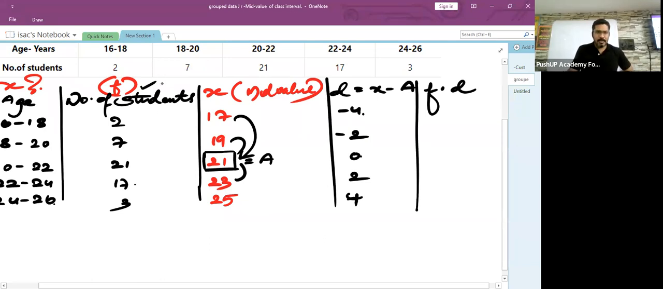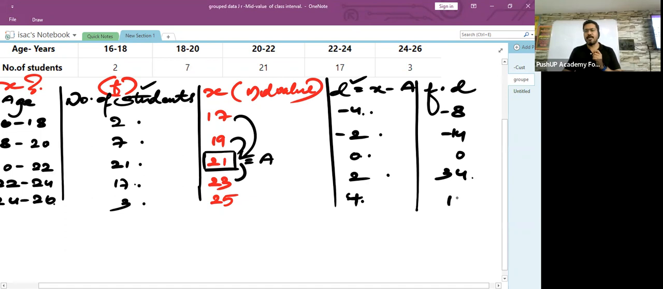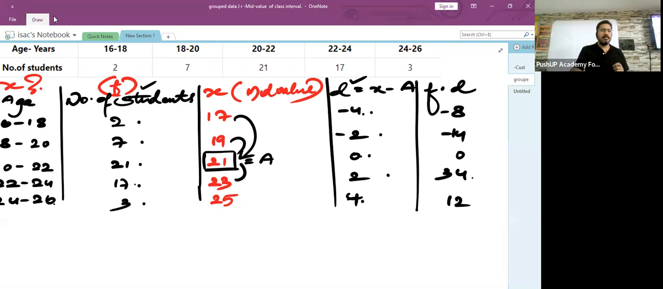Where is f? Over here. Where is d? Over here. Let's start multiplying the values of f with d. 2 into minus 4. How much? Minus 8. 7 into minus 2, minus 14. 21 into 0 is 0. 17 into 2 is what? 34. 3 into 4 is what? 12.